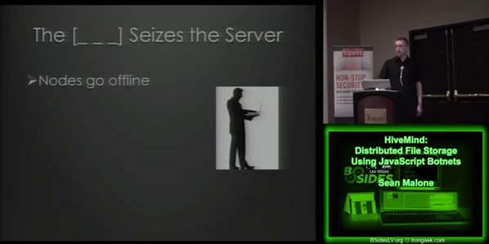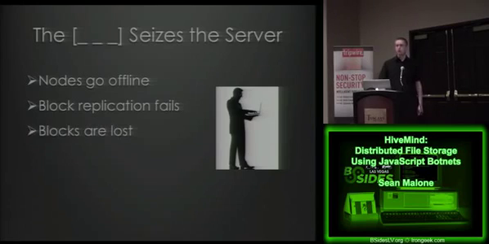because nodes are going to go offline. They're no longer talking to this server because the server's not there. And as they go offline, block replication has failed. The server's not there, so it's not replicating to new nodes. And the blocks are lost, because as soon as all of the nodes go offline for any given block, the server has no way to retrieve that block. It's simply gone. And the files are unrecoverable.